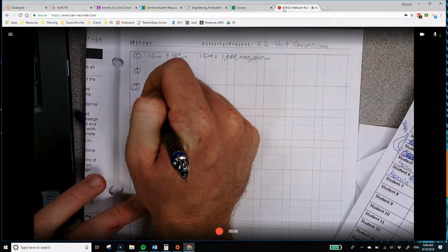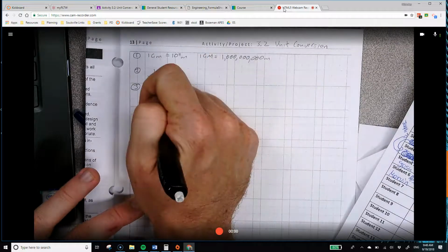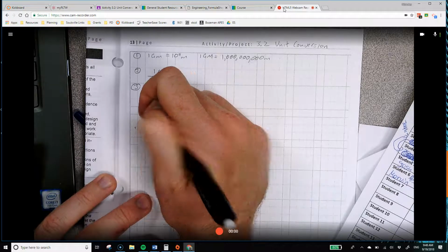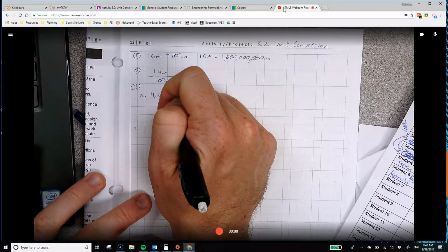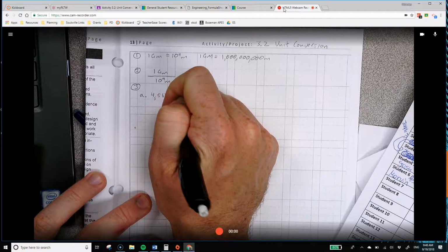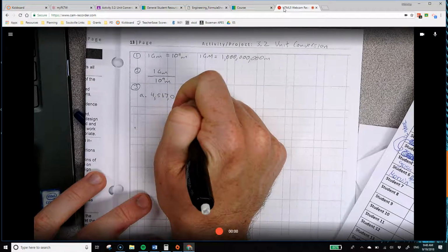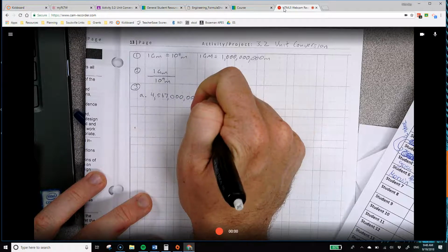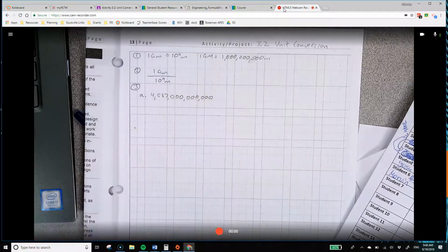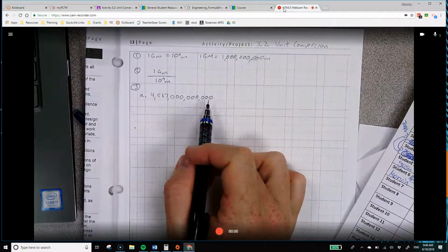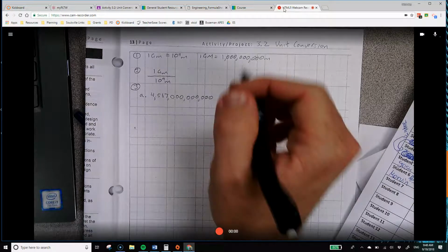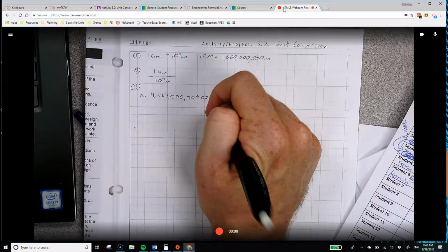We're going to do this with the zeros just so everyone's on the same page here. So trillion is a lot of zeros. So this is my trillions, this is my billions, my millions, my thousands, and my hundreds, tens, ones. And the initial unit was meters.